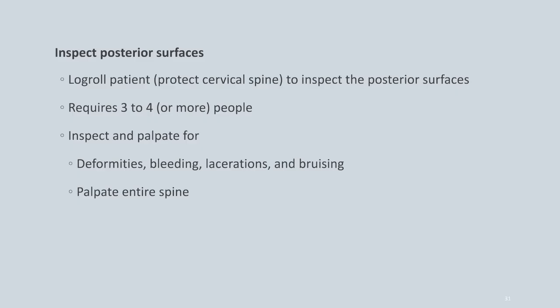After the extremities have been inspected, then we would log roll the patient. And log roll requires 3 to 4 people, or sometimes more if the patient is very obese, to protect the cervical spine. Inspect and palpate along the spine, starting at the top and all the way down the bottom for any deformities, bleeding, lacerations, or bruising. Palpate the entire spine and at the same time inspect the back.